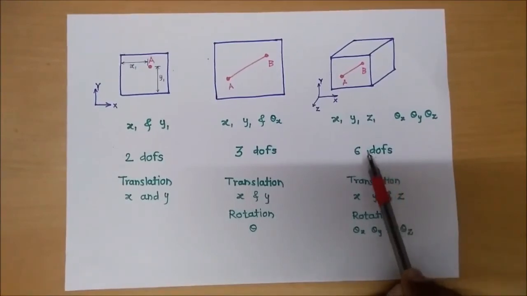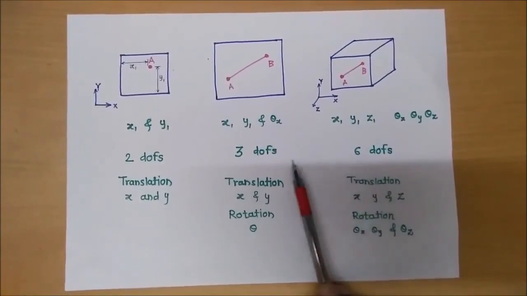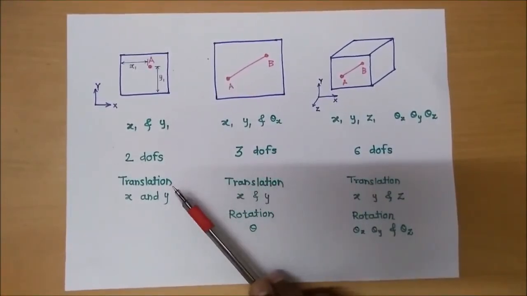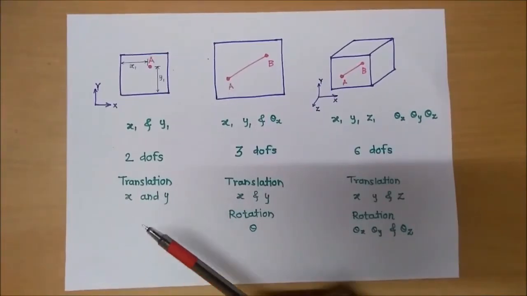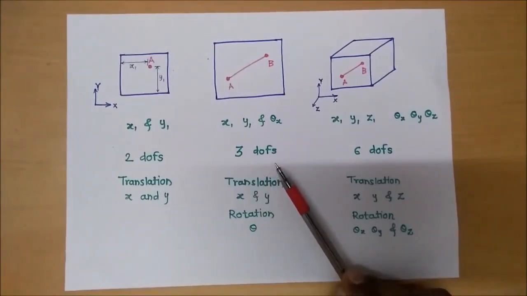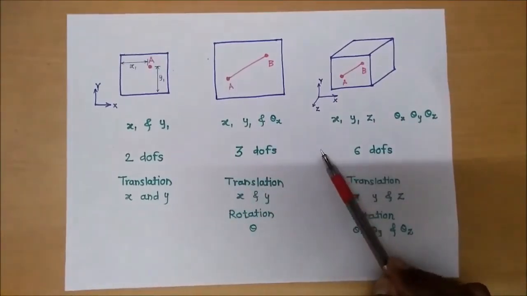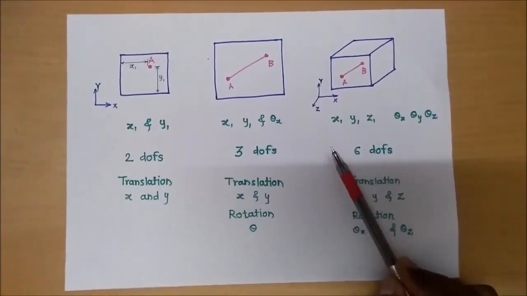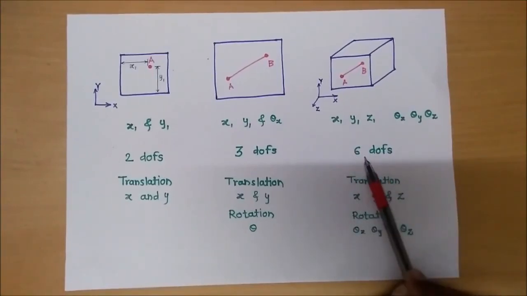Due to the boundary conditions and constraints, it will reduce further to 5, 4, 3, 2, or it may be 1. But if it is 0, then in finite element analysis we don't have an equation to solve, so it is called a rigid body. So at least it should have 1 degree of freedom, or a maximum of 6 degrees of freedom at each node.